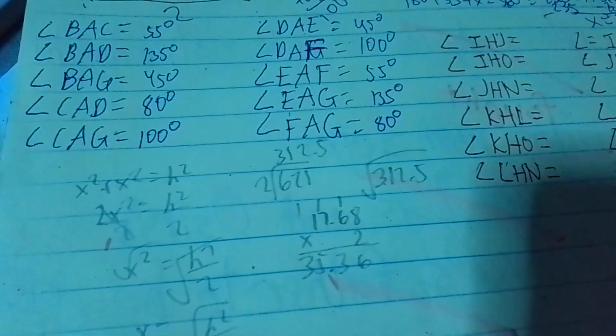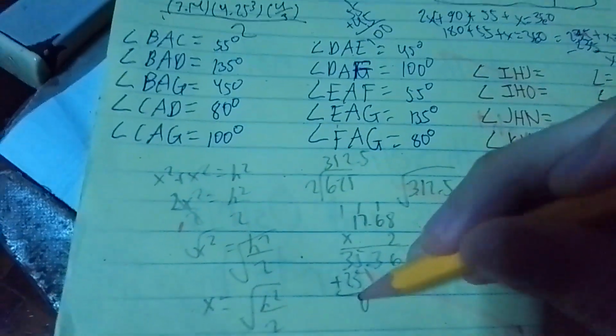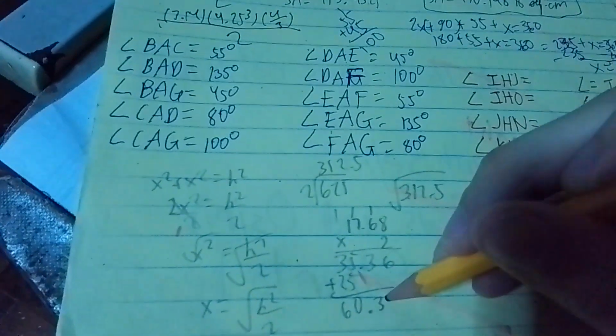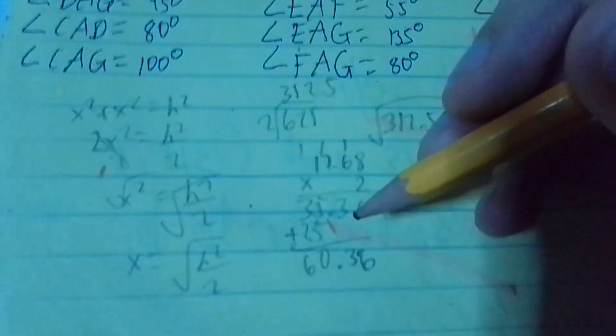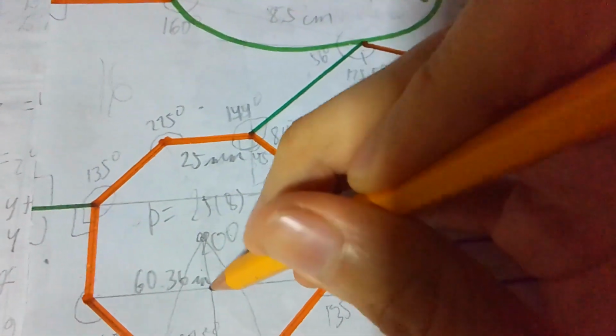And then we add 25. Remember, that's the measure of the short base, diba? Now we also need to add the 25, which pertains to the long one. So therefore, we have 60.36. So that must be the measure of the long base. The long base should measure 60.36 mm.